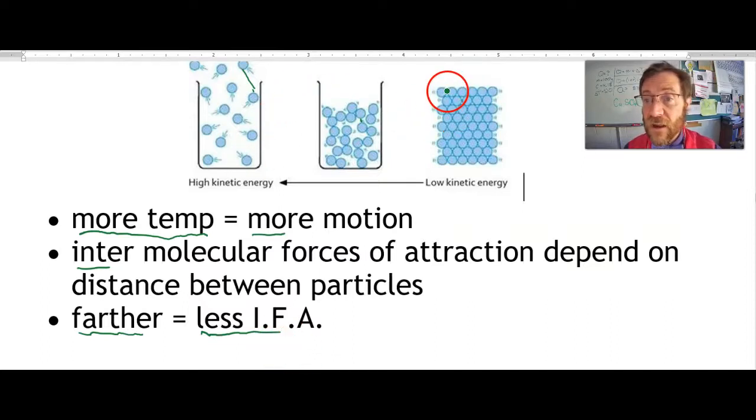So in a solid, they are very, very close, right? That means you have the highest amount of intermolecular force of attraction. It's not in the notes. You should probably write this down because it's really important to know.